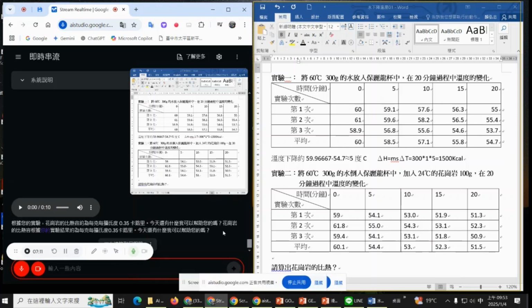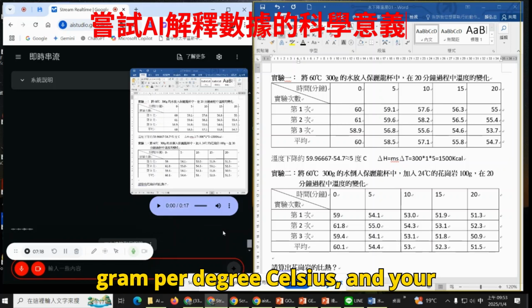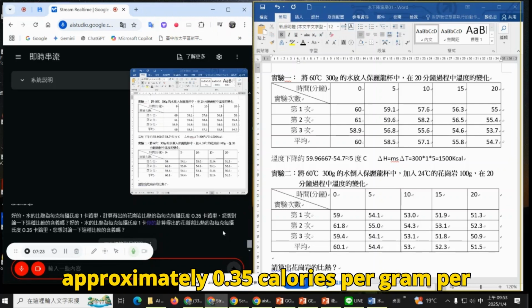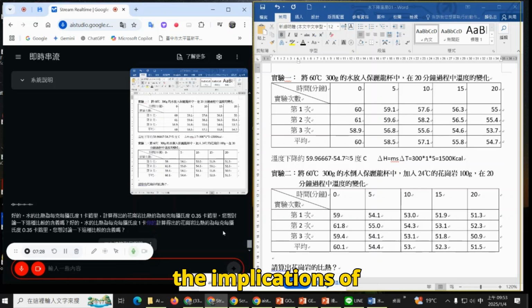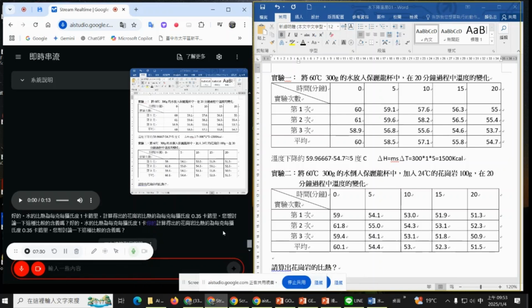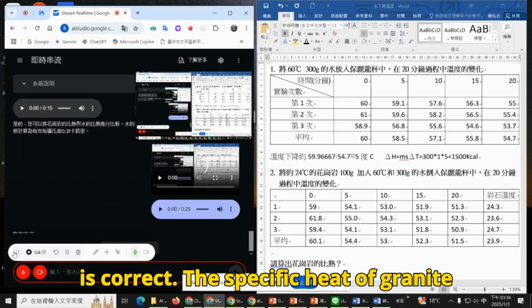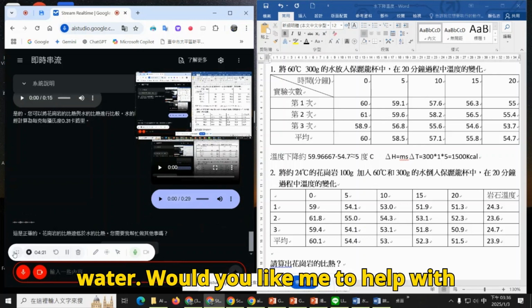那我想跟水的比热做一些比较。Okay, the specific heat of water is 1 calorie per gram per degree Celsius, and your calculated specific heat for granite was approximately 0.35 calories per gram per degree Celsius. Would you like to discuss the implications of that comparison? 好哦，你告诉我它的含义是什么？所以花岗岩的比热比水小很多啊。That is correct. The specific heat of granite is much lower than the specific heat of water. Would you like me to help with anything else?